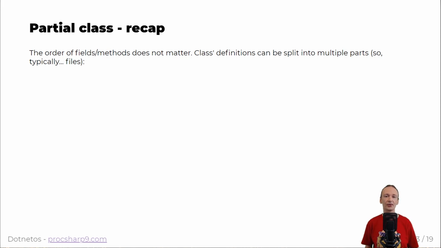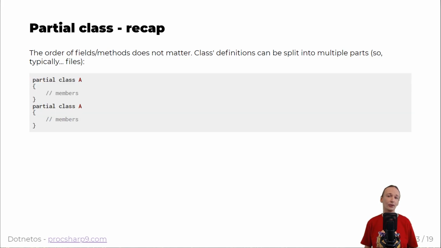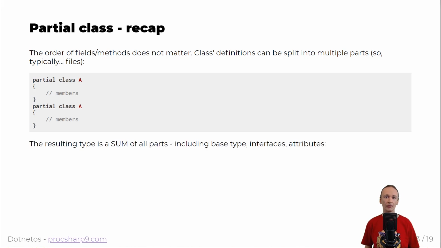So partial class is just a way of splitting a definition of a class into multiple parts, typically into multiple files. Although those parts may be in a single file, this use case is probably not very often used. So imagine that you have a class A and it has two partial definitions. Class A is now split into two definitions, and the resulting type is just a sum of all parts that are defining it.